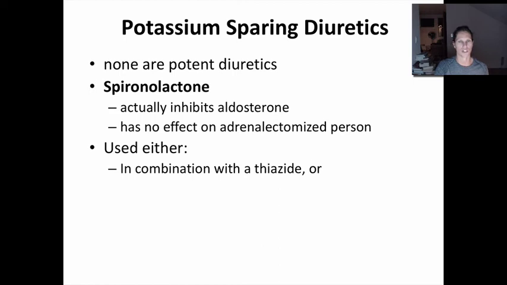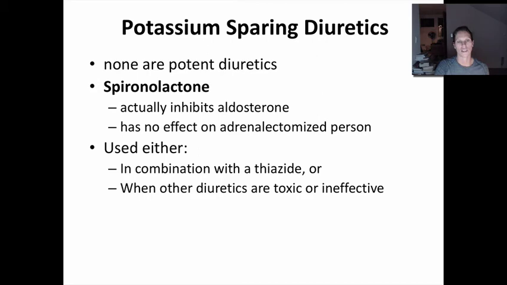So how spironolactone is going to be used, I should say, is in combination with a thiazide or a loop, and it is going to help to manage those side effects. Because by blocking the reabsorption of sodium in the distal tubule, you're also blocking the secretion of potassium and hydrogen. Not totally, but somewhat. So that would be helpful.